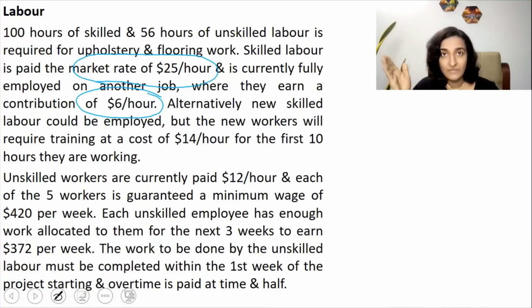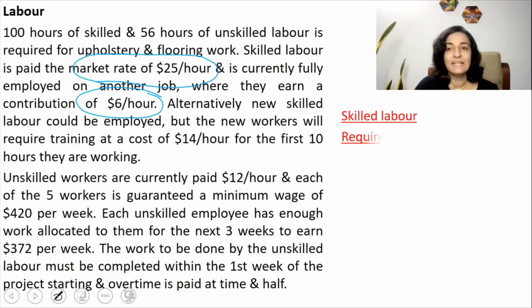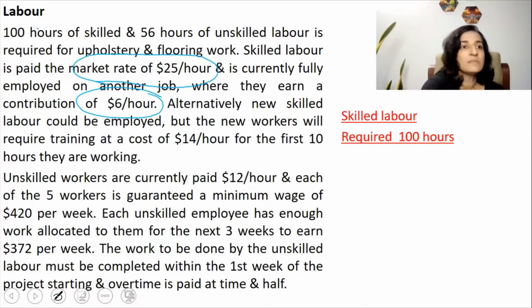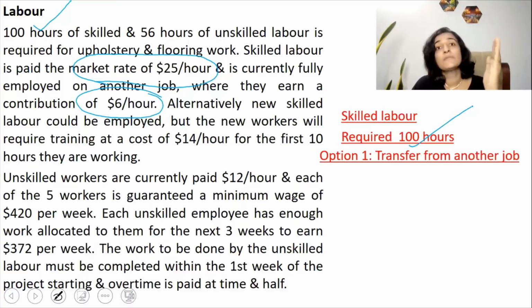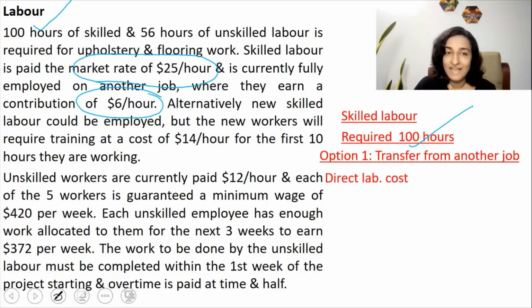So for the existing business, they are already earning a contribution of $6 per hour. And whenever we are transferring the laborers from an existing business to a new business, there are two parts for relevant cost. One is the direct labor cost actually paid, and the second one is the lost contribution of the existing business because it is a lost cash inflow. So the relevant cost of skilled labor required is 100 hours because that's what is given in the question. So I've made a note of it. And our option was to transfer the existing laborers from the existing business to the new business of renovating the yacht.